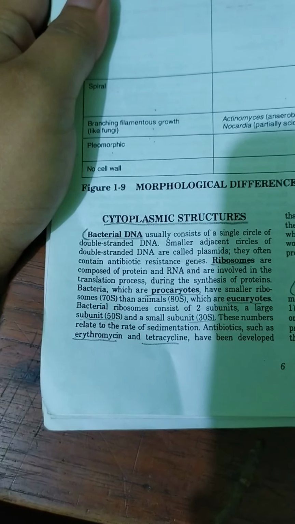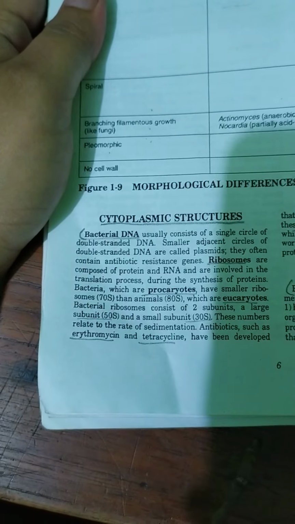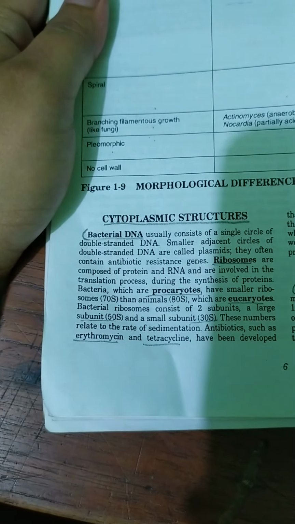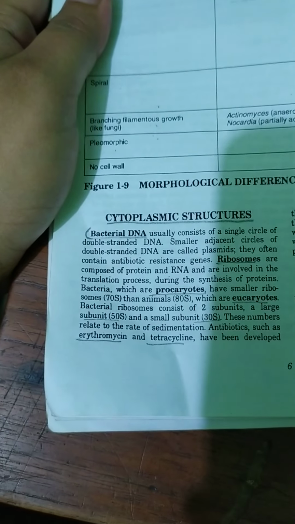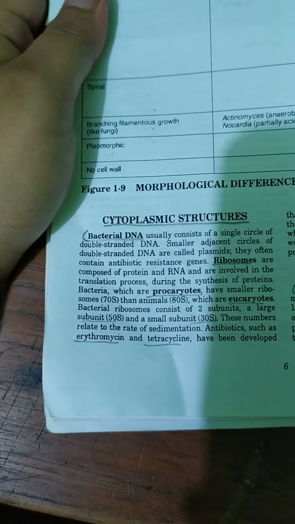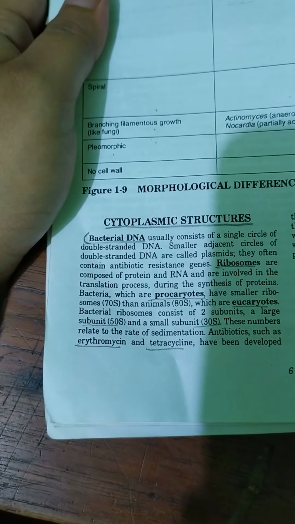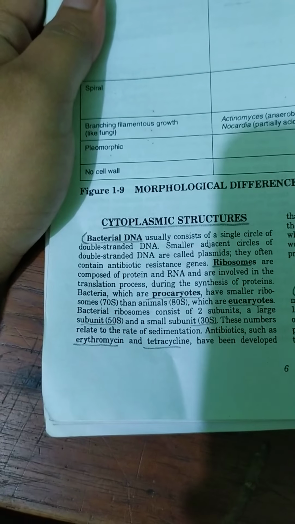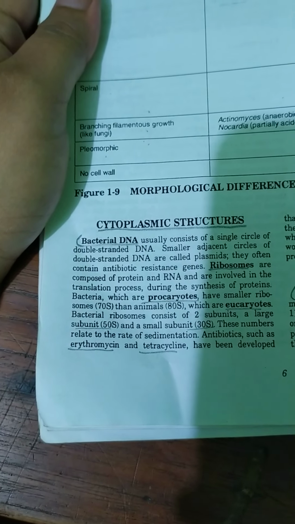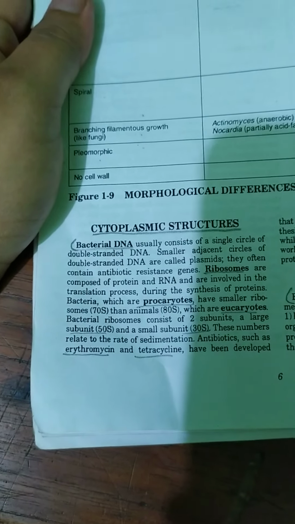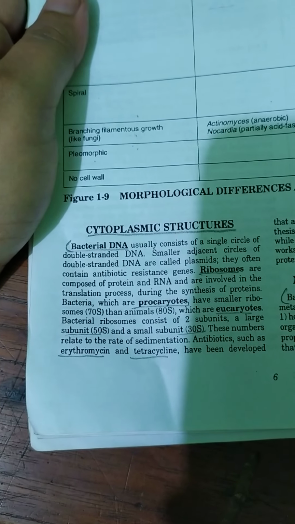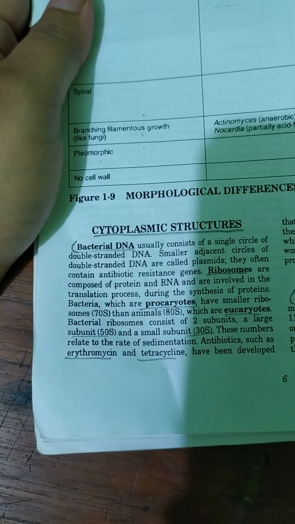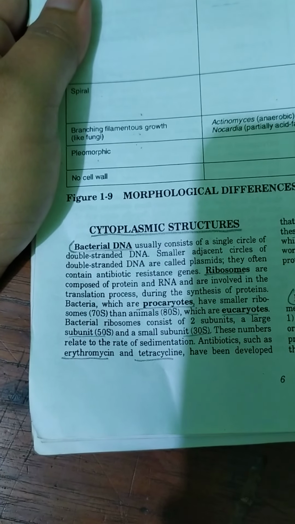Ribosomes are composed of protein and RNA and are involved in the translation process during the synthesis of protein. Bacteria, which are prokaryotes, have smaller ribosomes (70S) than animals (80S), which are eukaryotes. Bacterial ribosomes consist of two subunits, a large subunit 50S and a small subunit 30S. This number is related to the rates of sedimentation.